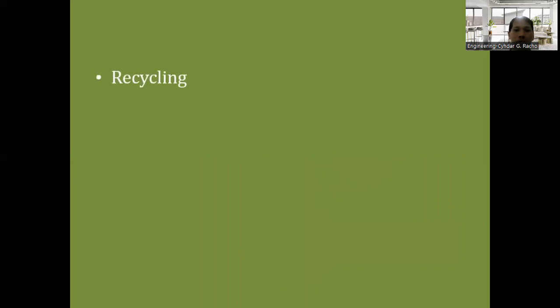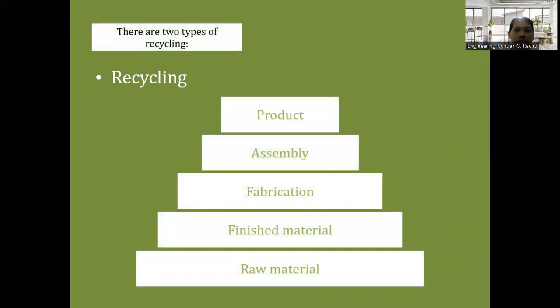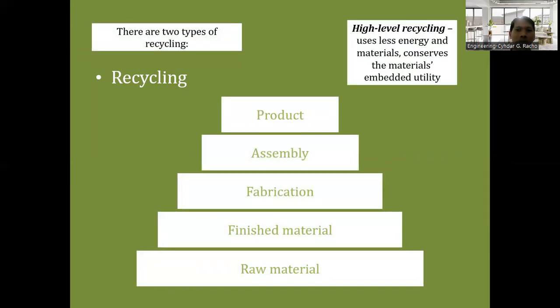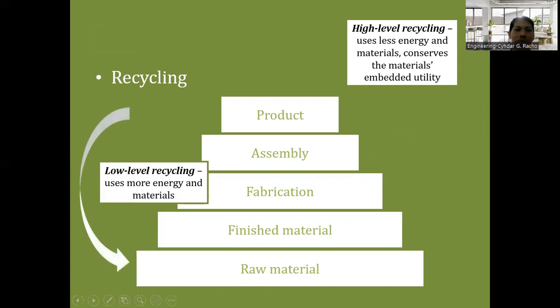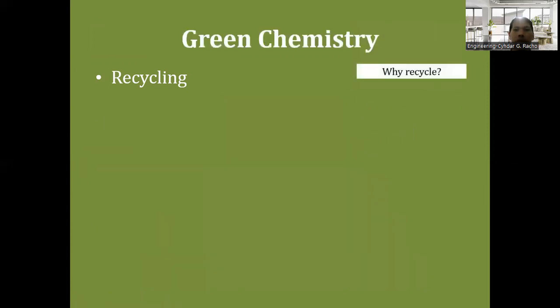All right, a very famous word in environmental chemistry or in environmental protection: recycling. There are two types of recycling. One is high-level recycling. It uses less energy and materials and conserves the materials' embedded utility. Another one is low-level recycling, wherein it uses more energy and materials. Okay, so the question is, why recycle? Why do we need to recycle?